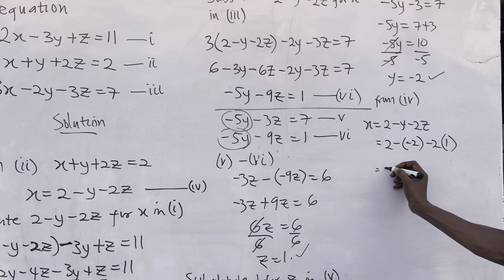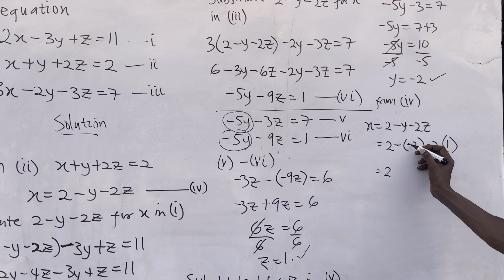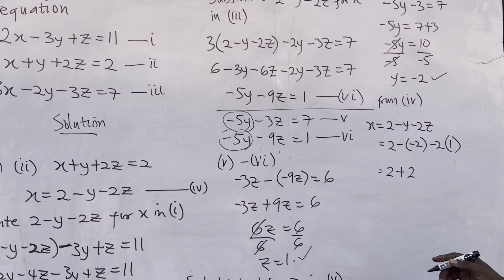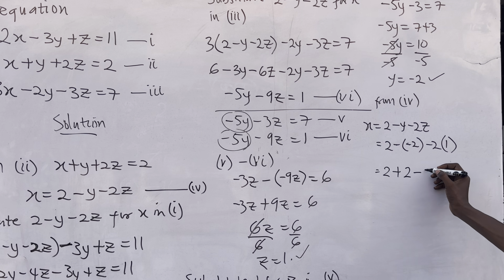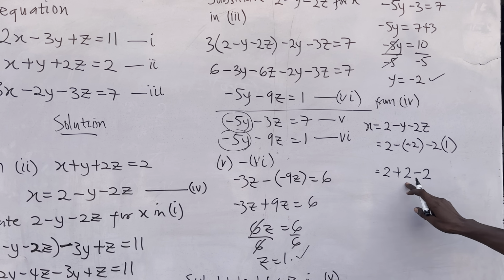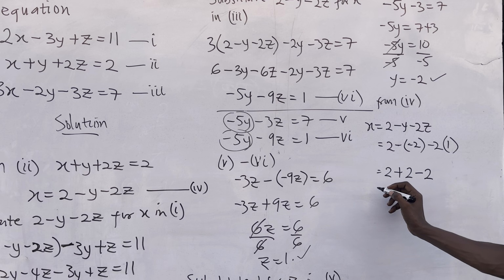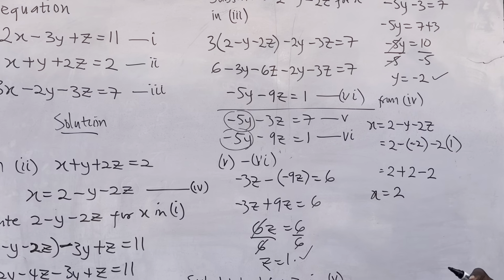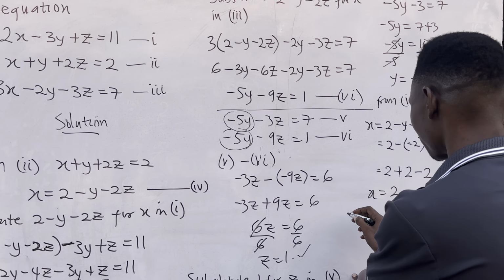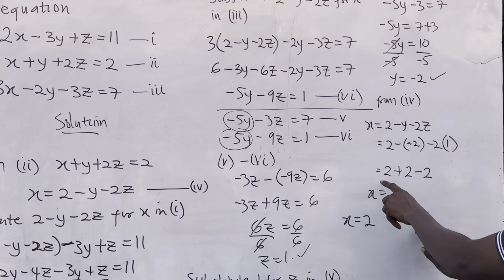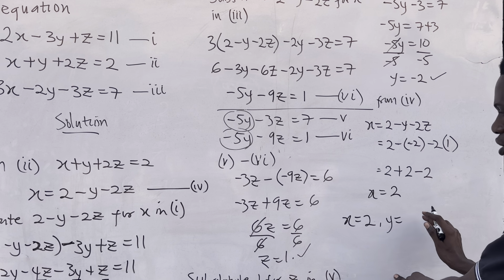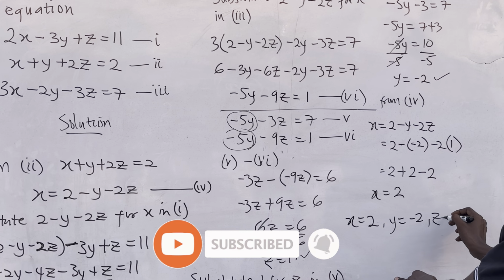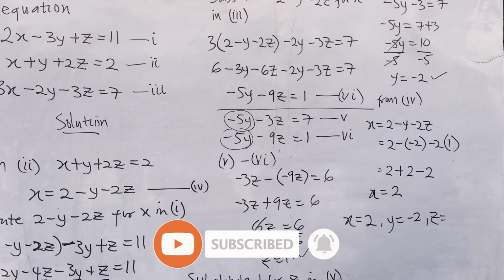Okay, so this gives us 2 minus, multiplied by minus will give us plus, right? 2. Then we have minus 2. So 2 plus 2 is 4. 4 minus 2 is 2. So our x is equal to 2. Now, our complete solution, we have x equal to 2, y equal to minus 2, and z equal to 1.